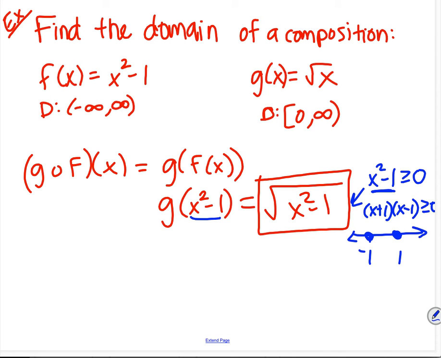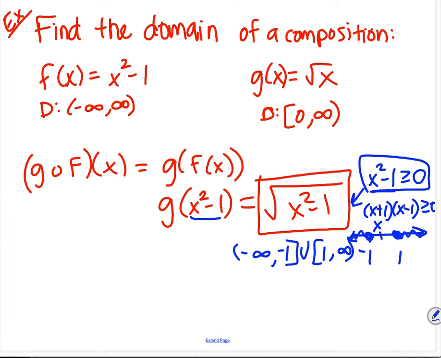So if I tested 0, just because they're going to alternate, if I test 0 in my original equation up here, 0 squared is 0 minus 1 is negative 1, greater than or equal to 0? No. So that part isn't true, but the ends would be true if I tested those. So the domain of my composed function is negative infinity to negative 1, and then from 1 to infinity. So the domain for the composed function can be different than the domain of your original functions.